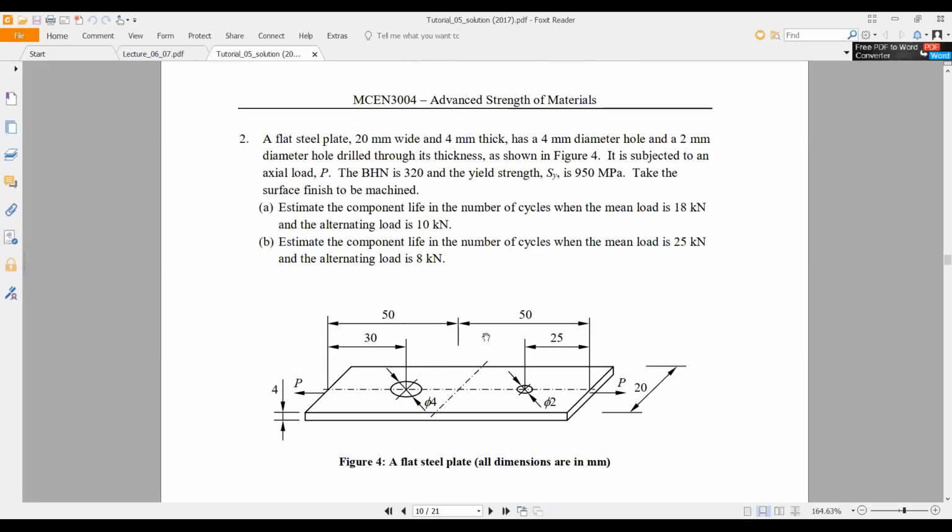So in these questions, I think we already discussed tutorial number 4, this question. In here, they apply the axial load. You can see this is the constant load. And at the same time, they will apply the strength and axial load. You can see, estimate the compressor lifetime cycle when the mean load is 18 kilonewton and the alternative load 10 kilonewton. Earlier there wasn't an alternative load, sorry, a mean load. Now there is a mean load as well, so you can calculate it.